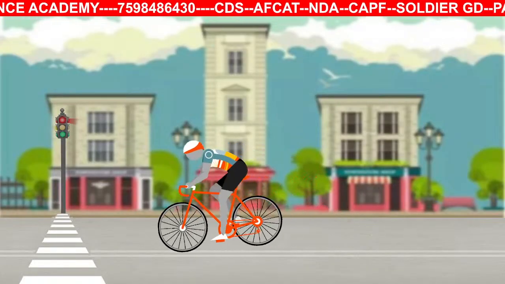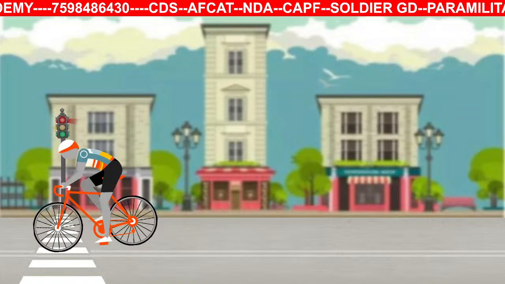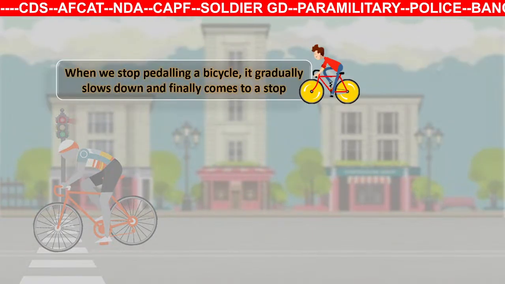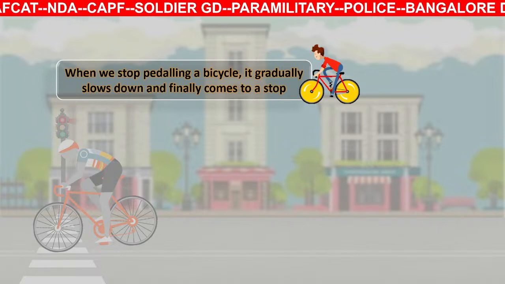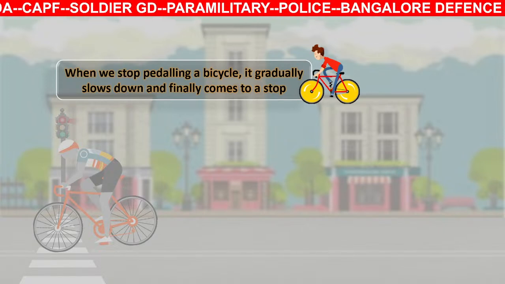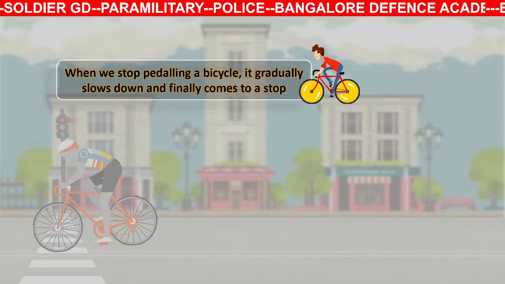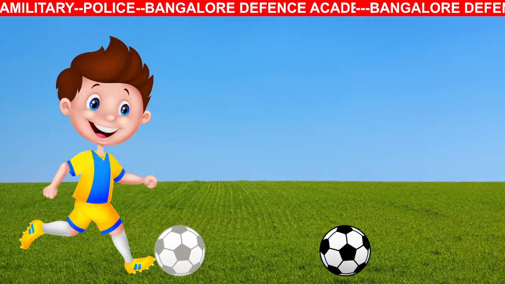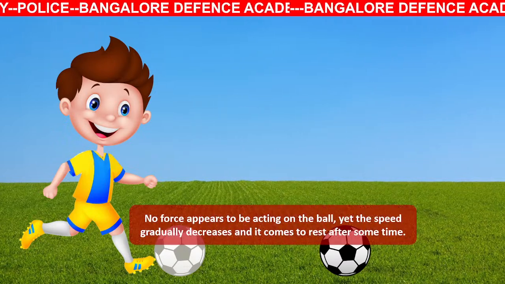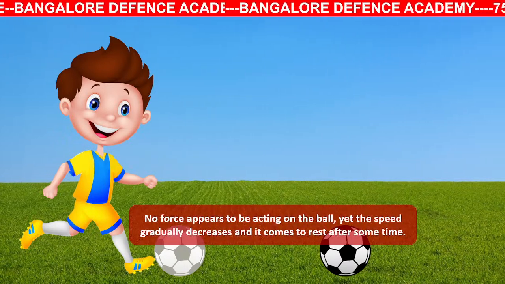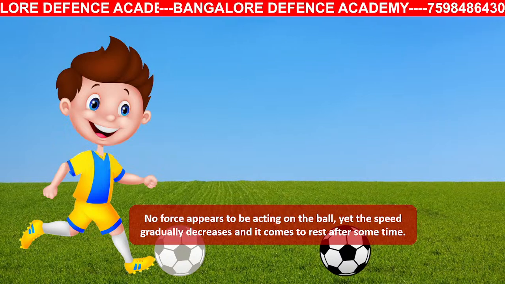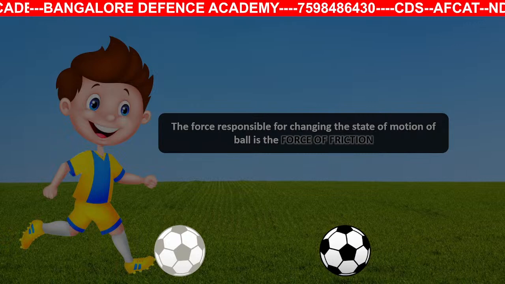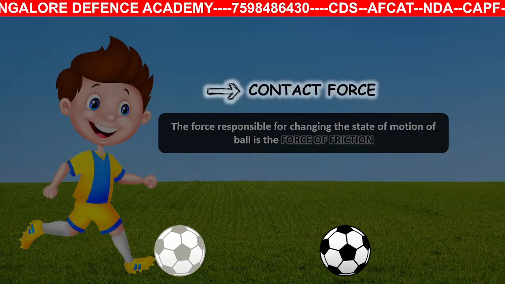Look at this. Now here you can see a man cycling. Correct? He has to continuously pedal. So why does he have to continuously pedal? When he stops pedaling, the bicycle gradually slows down and finally comes to a stop. Next, this boy is kicking this football. No force appears to be acting on the ball, yet the speed gradually decreases and it comes to rest after some time.